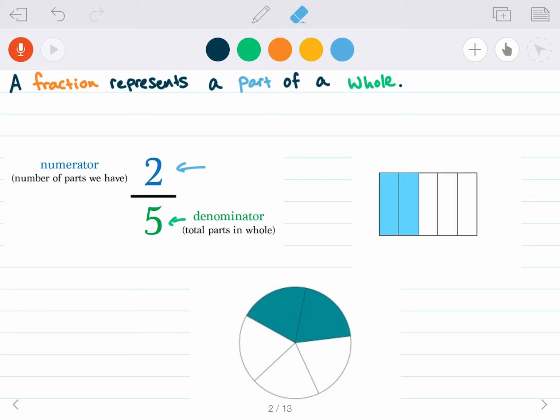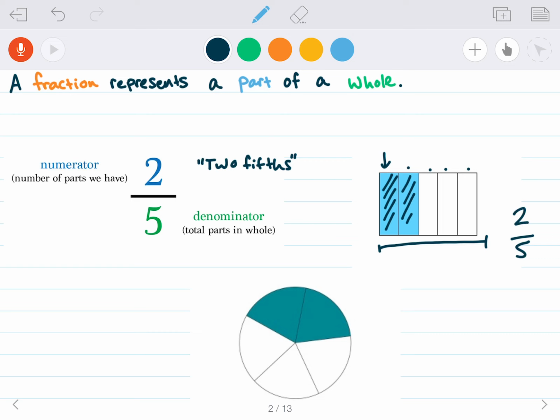So let's just look at some examples here. 2 out of 5 is how we say this, and we write it as 2/5. All right, and we can look at this pictorially. Notice that the total number of parts, 1, 2, 3, 4, 5, there's 5 parts, so that's our denominator. And the parts that are shaded are the numerator. So 2 out of 5 parts are shaded.